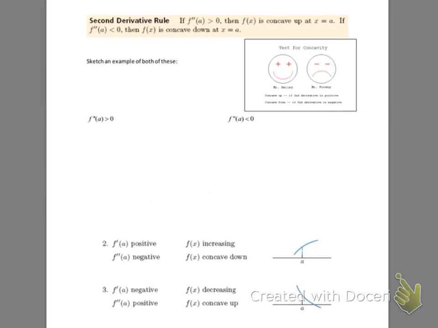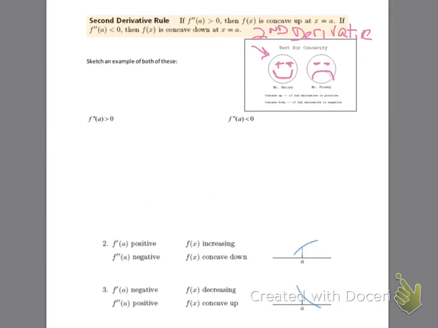So I have a little graphic here that's going to help you. If your second derivative is positive, then you're concave up. That's your first picture here. So remember, these are second derivatives that we're speaking about, not first derivatives. So if the second derivative is positive, you are concave up. If your second derivative is negative, you're concave down. Okay, so that should help you remember the concavity rule.